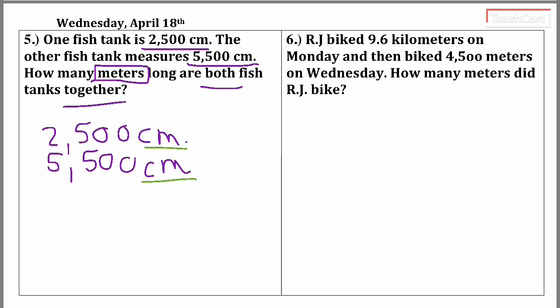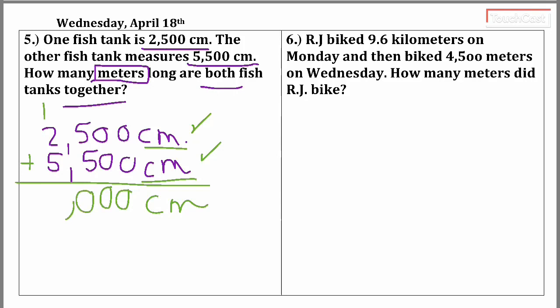Okay. All right. So, it says how much are they both together. So that means we want both fish tanks. We're going to add them. They're both going to still stay centimeters. Centimeter plus centimeter, centimeter. 0, 0. 5 plus 5 is 10. Regroup the 1. Bring down my comma. 5, 6, 7, 8.